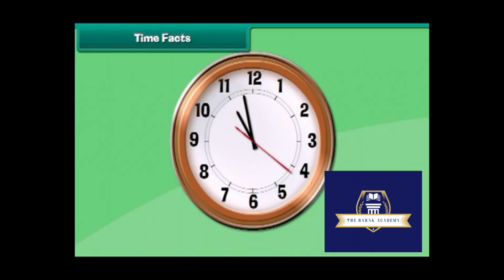You must have seen all the hands of the clock rotate in one direction, that is, from left to right. This is known as clockwise direction. The reverse rotation is known as anti-clockwise direction.